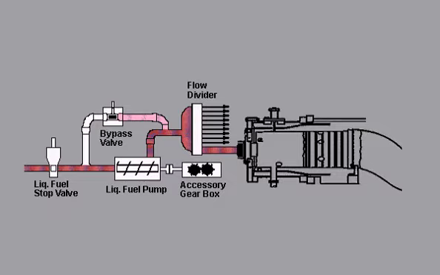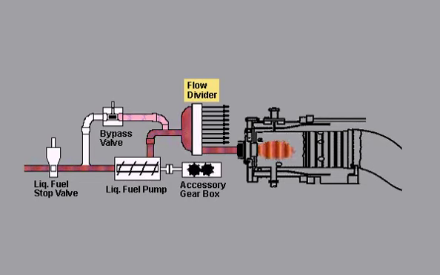This is a graphical representation of the liquid fuel system. First, we will explain the function of the key components and then show you how they function with the control system. The main liquid fuel pump is a positive displacement screw-type pump. It is driven by the gas turbine accessory gear and it delivers the required fuel to the combustion system.